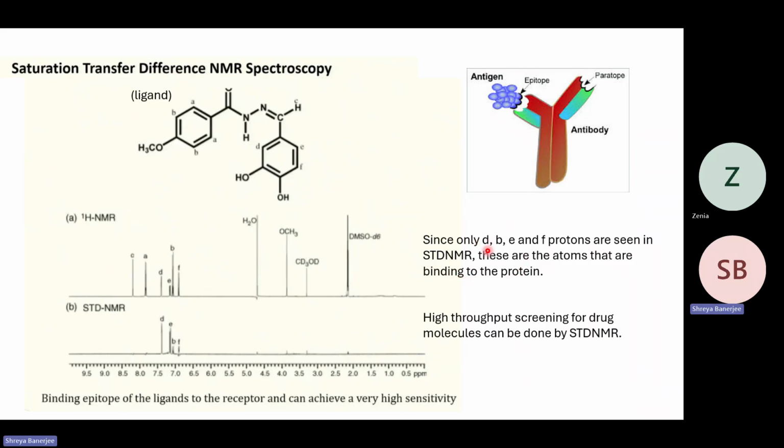So that is how you can remember that in STD NMR, the peaks that are observed, only those regions are binding to the protein. So this will give us an idea of the binding epitope of the ligand to the receptor. So we can accordingly modify the ligand or receptor to get a higher binding, because now we know the binding epitope very clearly. So high throughput drug screening can be done using this method.